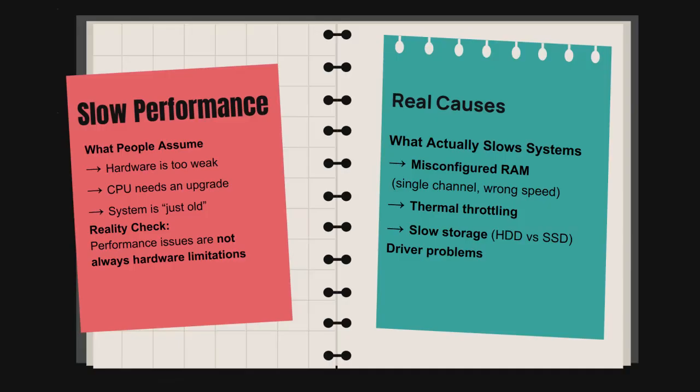Another common issue is performance issues, or slow, sluggish systems. Performance issues are not always caused by weak hardware. Misconfigured RAM, thermal throttling, slow storage, or driver problems can all reduce performance. Remember that a fast CPU paired with a mechanical hard drive can still feel slow.